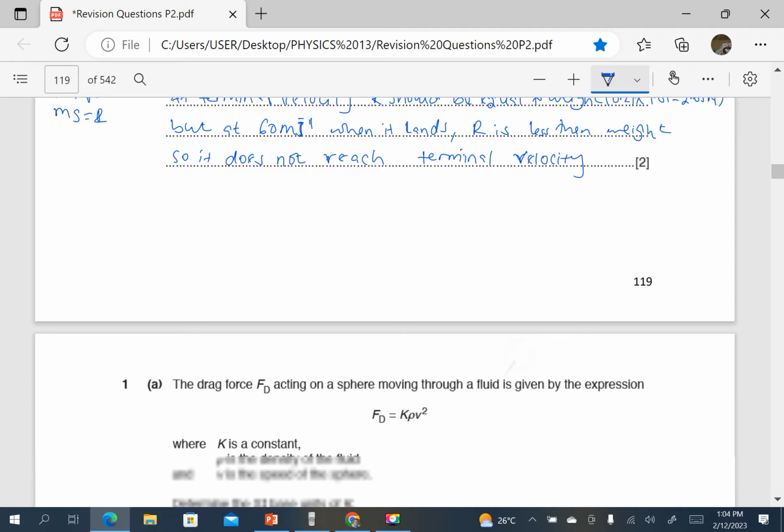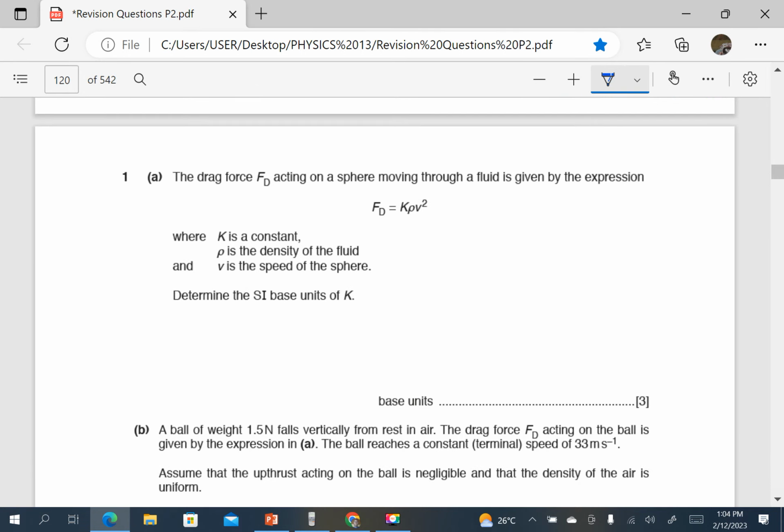Okay. Then the drag force Fd acting on the sphere moving through a fluid is given by that expression. Determine the SI base units of K. K is a constant, rho is density, V is speed. So we make K the subject. K will be equal to Fd divided by rho times V squared.